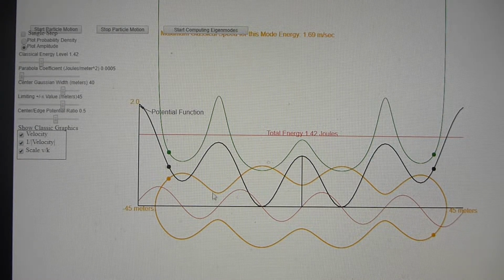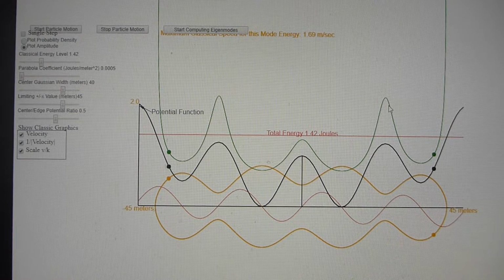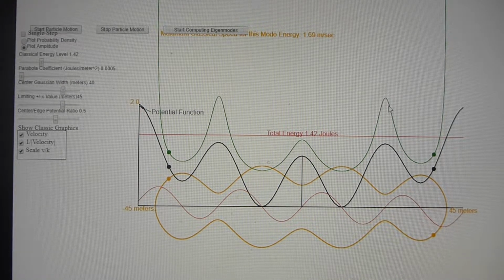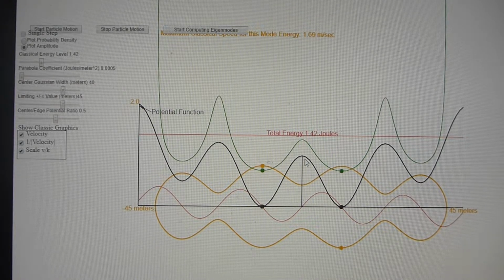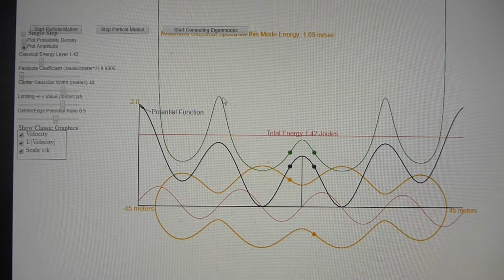In addition to the velocity versus position, I also show the green curve, which is 1 over the absolute value of the velocity. That should correspond to the magnitude of the Schrodinger wave function squared. I also show the motion of the particles here. All three particles move in unison, and they're really the same three particles. The black one moves along the potential curve, the green one along the 1 over velocity curve, and the orange one along the velocity curve, velocity versus position.